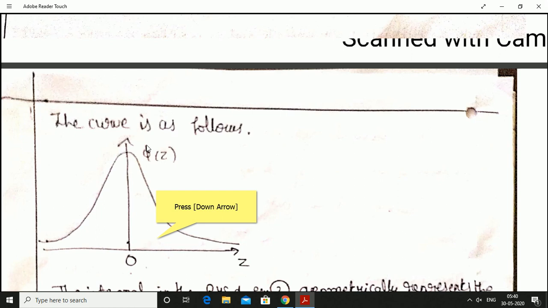Because it is symmetrical about the line z is equal to 0, area from minus infinity to 0 is equal to 0.5. Similarly, area from 0 to infinity is also equal to 0.5. And with the help of the standard normal table, we are able to find the required probability values.